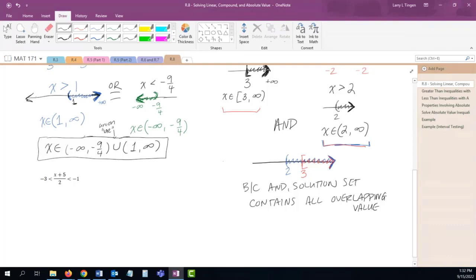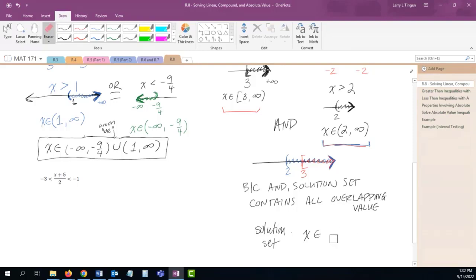Between 2 and up to 3 is just blue, so that's not part of my solution set because this is an and. Okay, but once I reach 3, 3 is included in the 2 or greater than 2. 3 is included in the 3 or greater. And then everything to the right of 3 is included. So that means my solution set turns out to be everything 3 or greater.